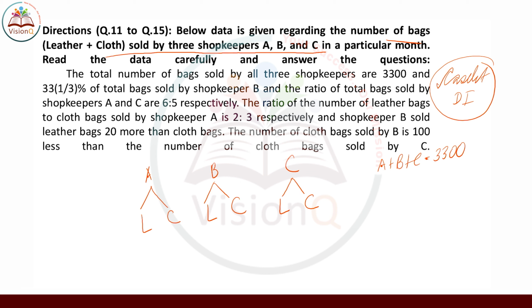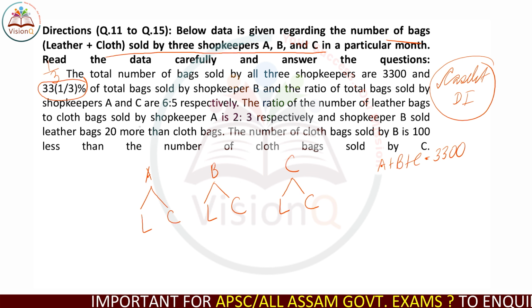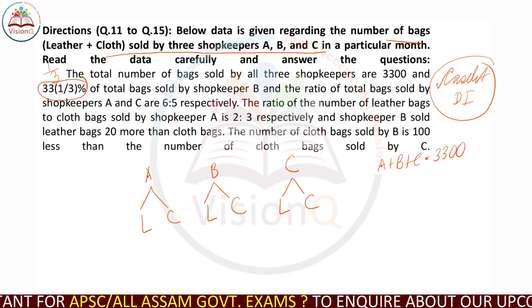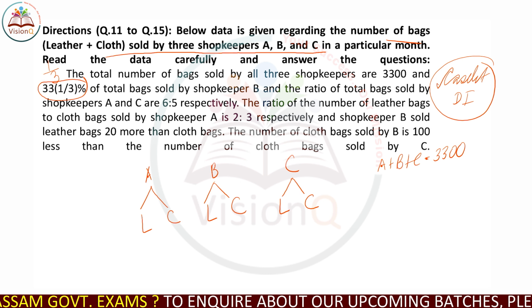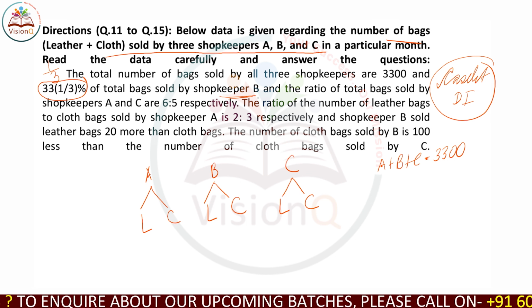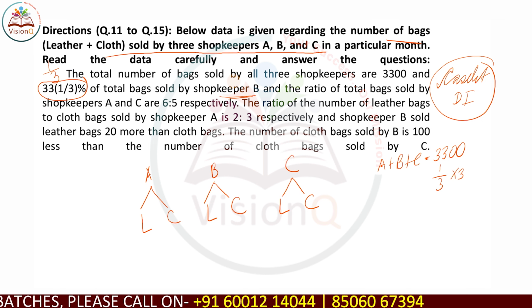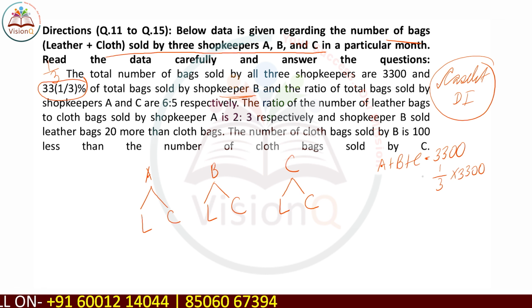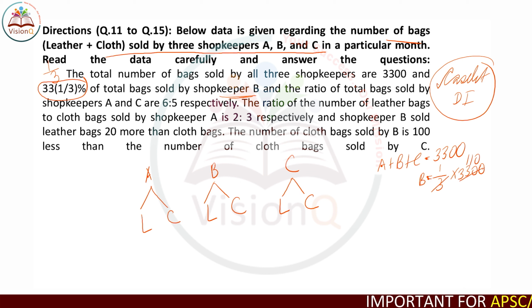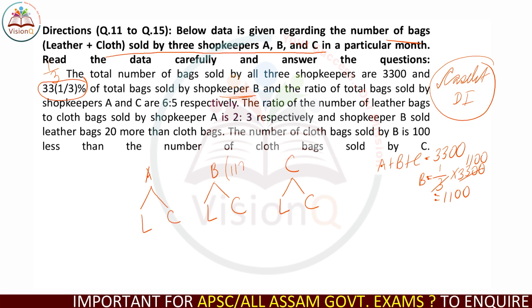Next, 33 1 by 3 percentage. 33 1 by 3 percent in fraction is 1 by 3. And 1 by 3 of the total bags, which is 3300, is sold by shopkeeper B. So if I find 1 by 3 of 3300, it is 1100. So 1100 bags are sold by shopkeeper B.